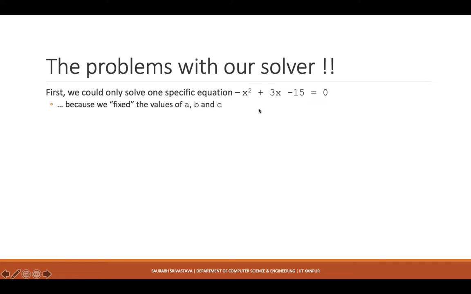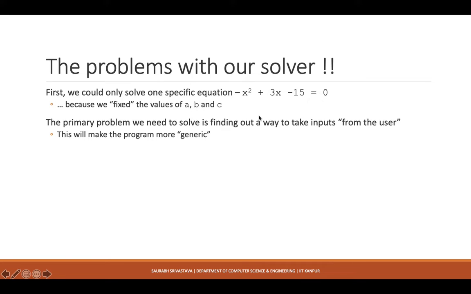This was because we actually fixed the values of a, b, and c at the beginning of the program. Now let us just first try to make this program more generic, right? Generic as in something that can solve all the quadratic equations. I mean, of course, those with real roots.